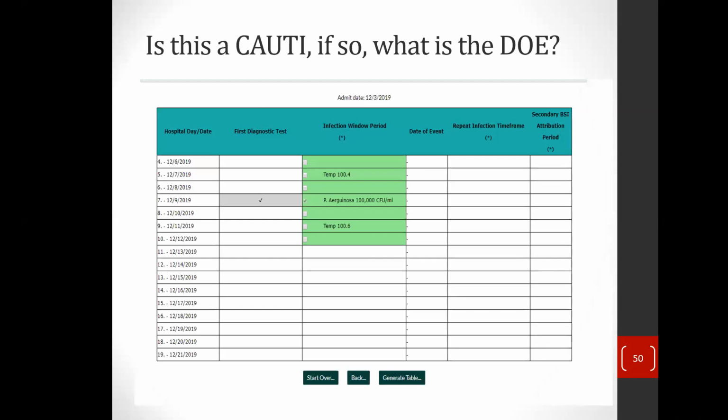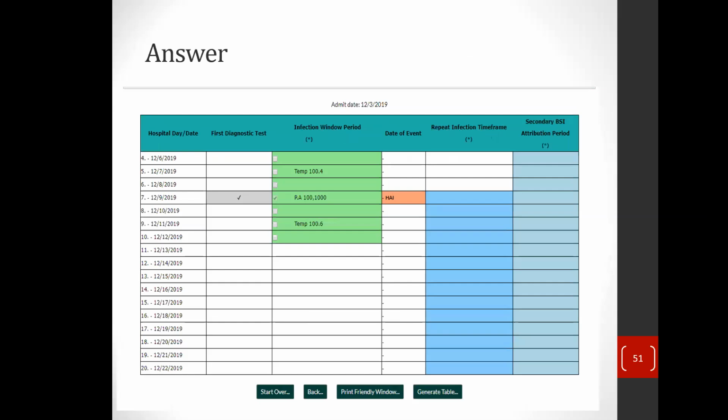You've got infection window time period beginning on the 9th, 3 days before, 3 days after. So do we have a CAUTI? We have a symptom within the infection window period, and we have a positive urine culture of a uropathogen. The date of event would be the date of the culture on the 9th, and that would establish your repeat infection time frame.